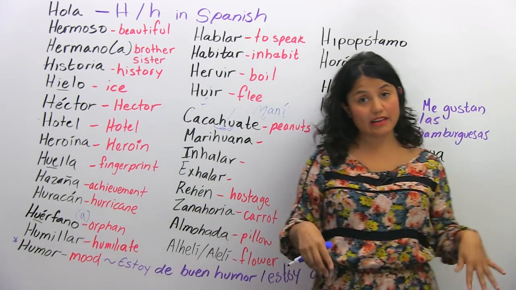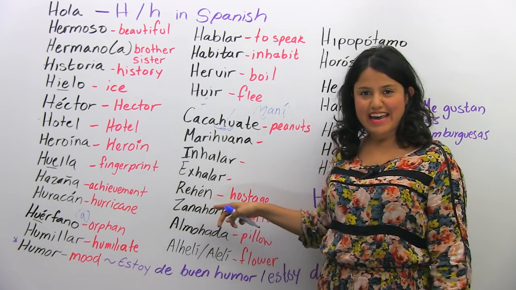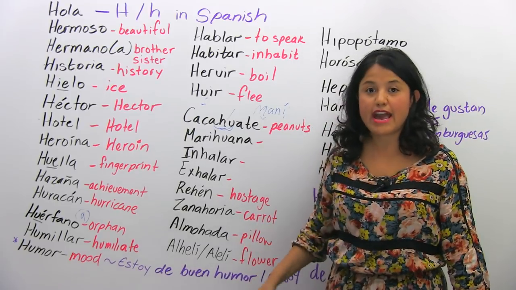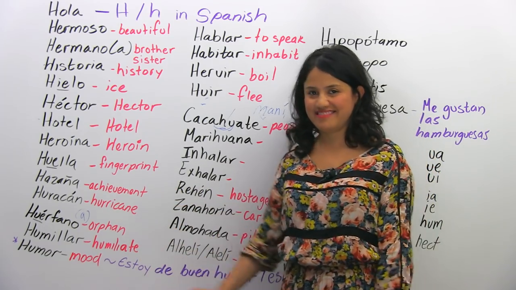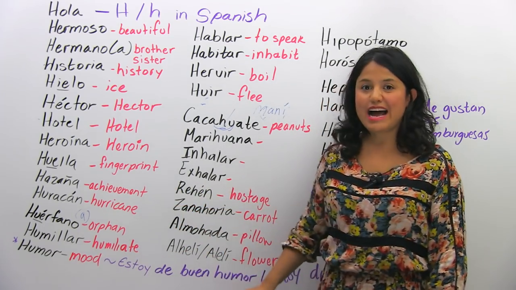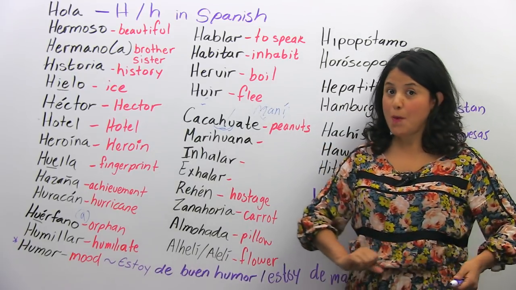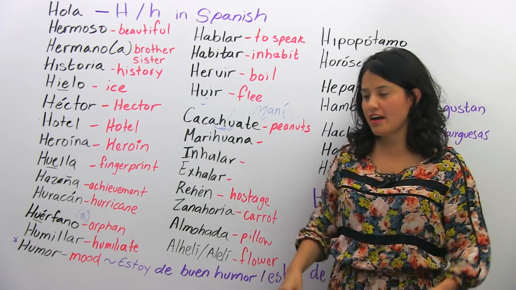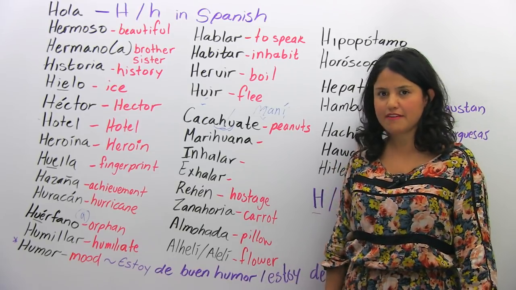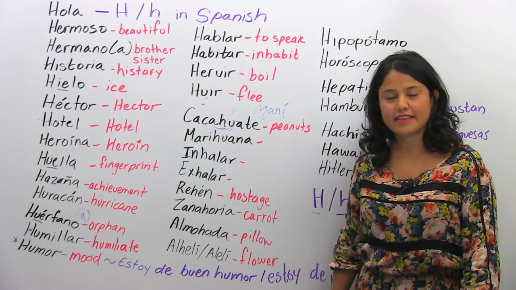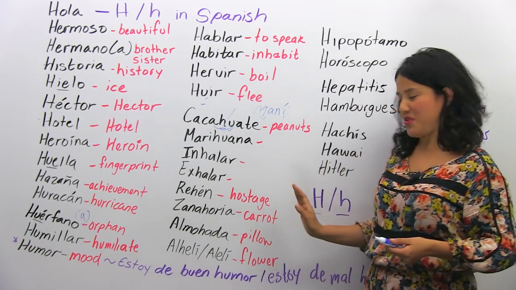Now, rehén, hostage. Now you see action movies, they're always hostages, right? Rehén. Again, I don't say rehén with a sound for the H. I said rehén, like a double E. Rehén. Okay? Zanahoria. Qué sabrosas las zanahorias. Qué sabrosas. Muy sanas. It's very healthy. Carrots. Zanahorias. I've never heard anyone pronounce the H in zanahoria, in fact. I think for most people it's quite simple to know that the H is not pronounced. So it's zanahoria.